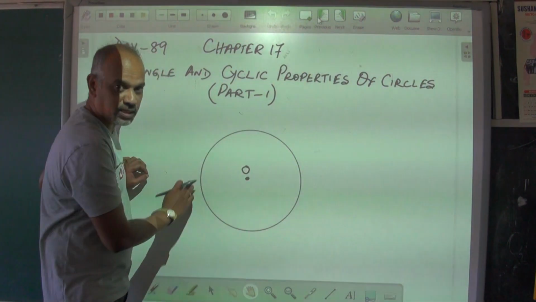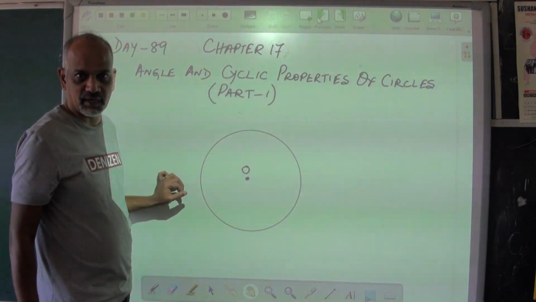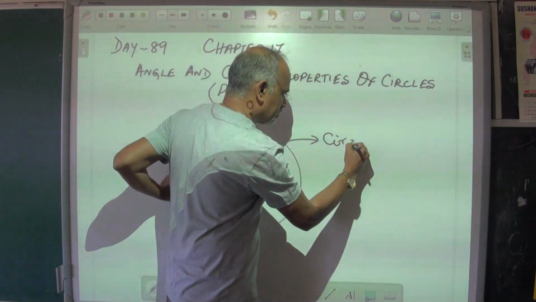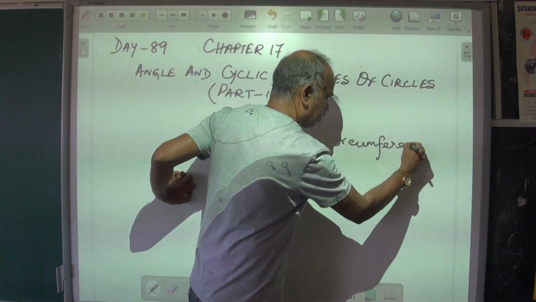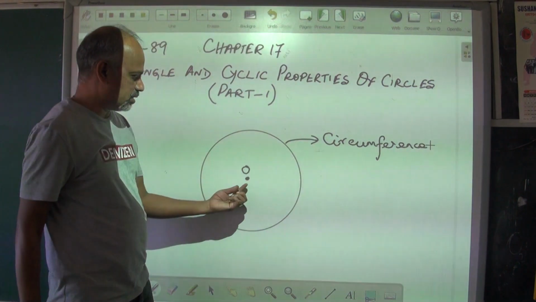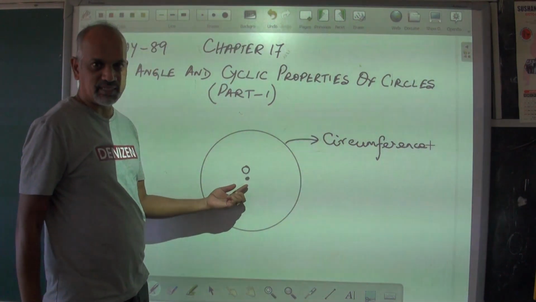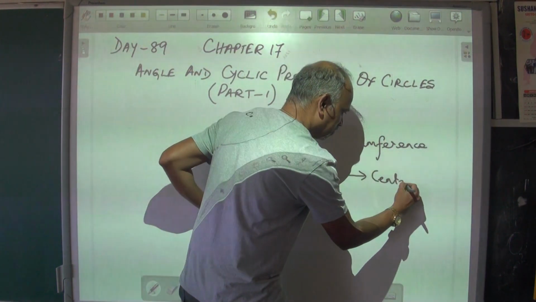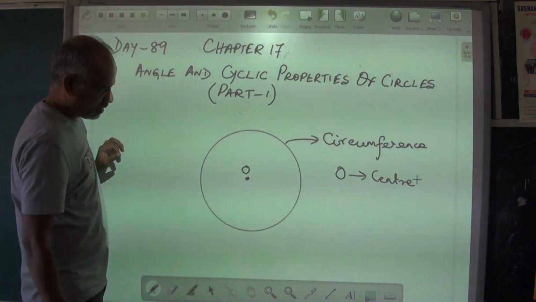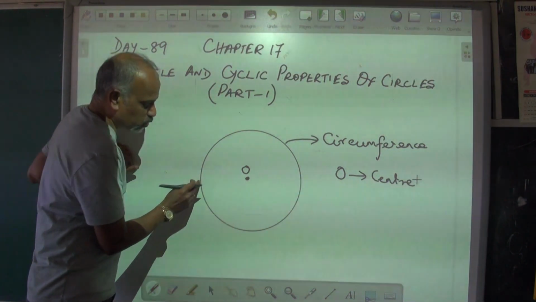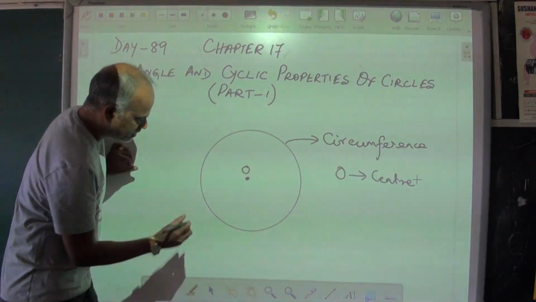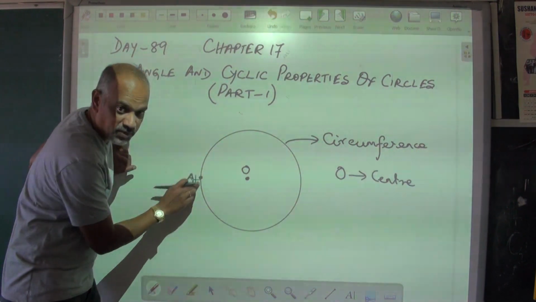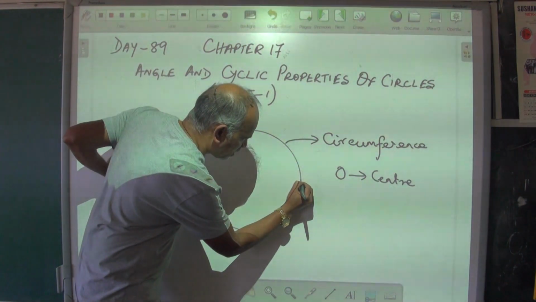This line that you see is called the circumference of a circle. So this is called the circumference. And this point is called the center of the circle. So O is the center of the circle. Now, I'm going to consider 2 points on the circumference of the circle. Say one is point A here on the circumference of the circle, and another point is B.